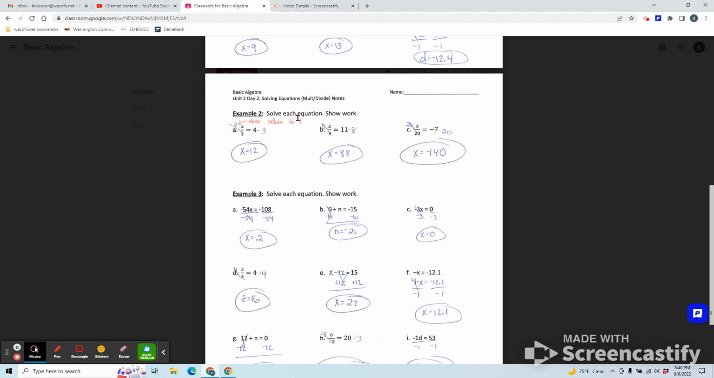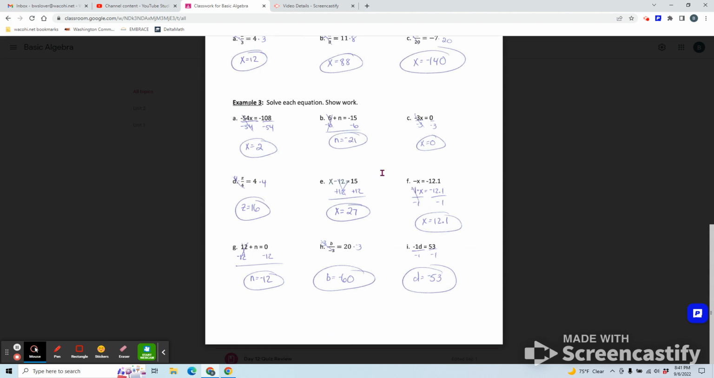Now notice in red it says these reduce to 1. If I do 3 times x divided by 3, that's going to reduce to 1x. That's why I have just an x. 4 times 3 equals 12. So x equals 12. On letter B, same idea. x divided by 8 equals 11. I'm going to multiply both sides by my denominator, which in this case is 8. And then I reduce what's on the left. 8x divided by 8 is just x, and 11 times 8 is 88. Okay, similar for letter C.